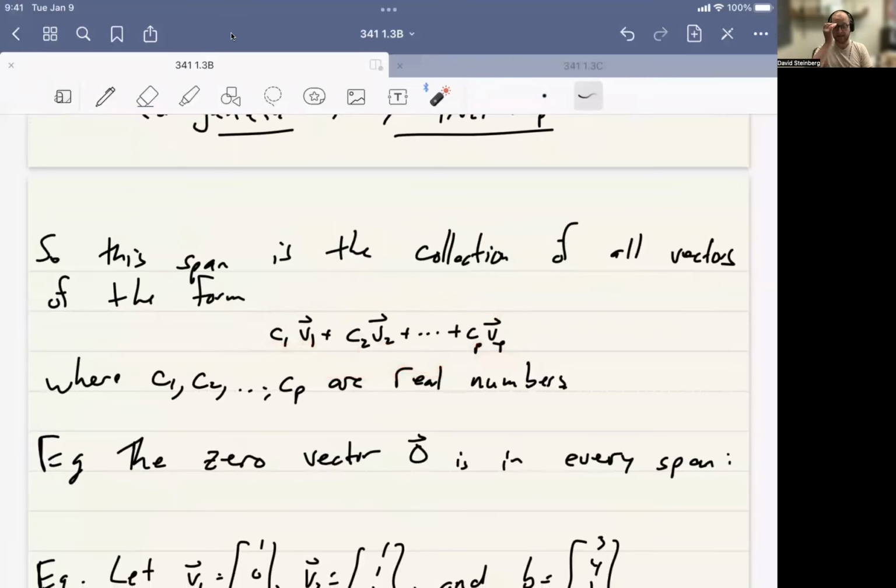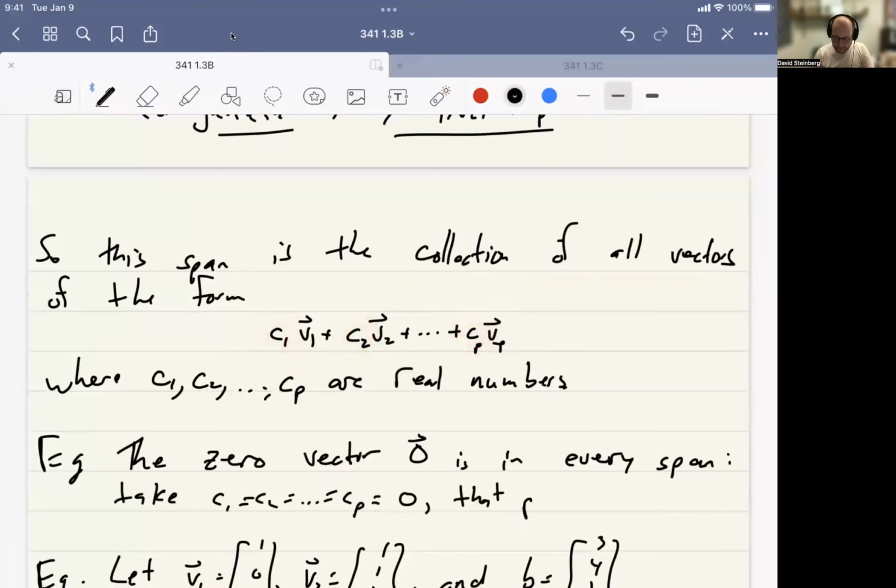Okay, so another quick example. The zero vector is in every span. We can just grab each of our constants to be zero, and that'll produce back the zero vector. So we could take C1 equal to C2 equal all the way up to CP, have them all be equal to the scalar zero. That produces the zero vector in the span.